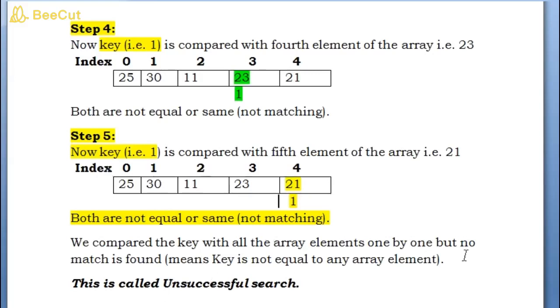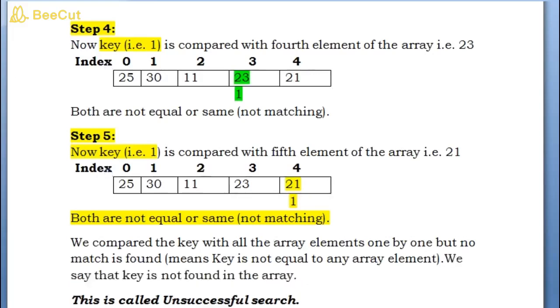So simply we say that the key is not found in the array. So this is called an unsuccessful searching mechanism. Now the searching process is said to be unsuccessful. This is the example for unsuccessful search.